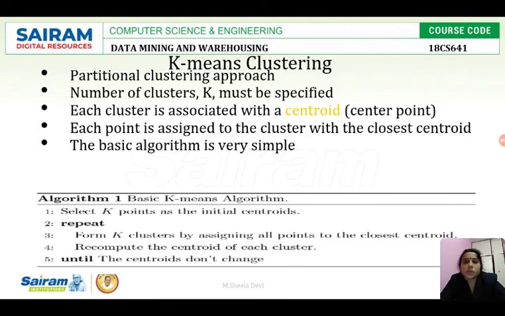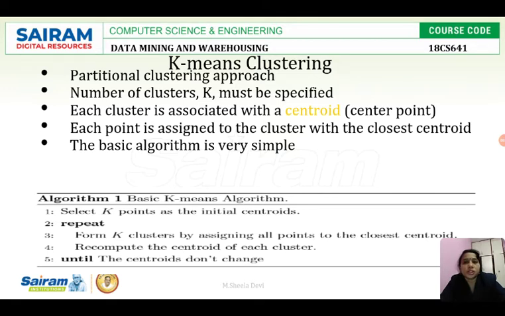So k-means clustering is based on the partitional clustering approach. What is partitional clustering? If any object is placed in exactly one cluster, then we call it partitional clustering. So our k-means clustering is based on the partitional clustering approach.